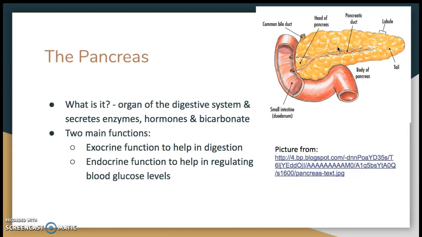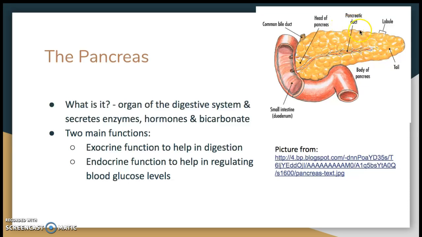So the pancreas, what is it? It's an organ of the digestive system, and it secretes enzymes, hormones, and bicarbonate. It has two main functions, one being an exocrine function, which aids in digestion, and the other is an endocrine function, which regulates blood glucose levels through hormone production.